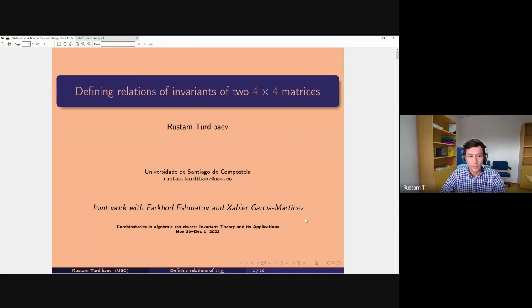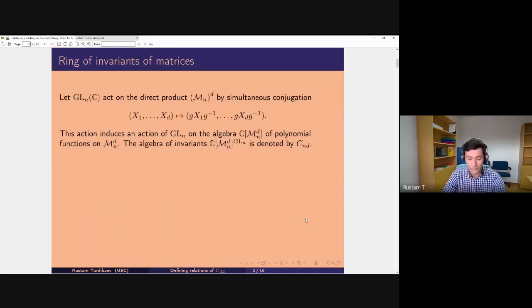Half of my talk is dedicated to the Poisson structure on the pairs of invariants of matrices, but the first part will probably be a review of some results, and I will probably say some things that are already well known, but let me go with it.